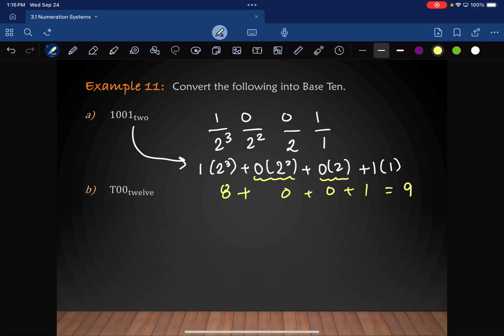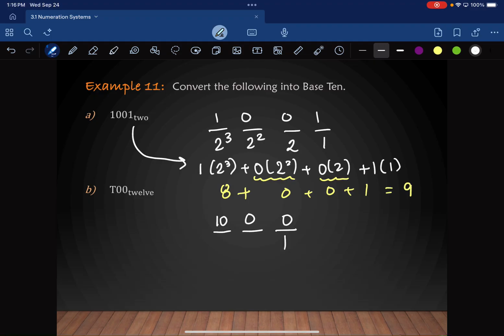Okay, so let's do it with the base 12 now. I'm going to write it all out thoroughly, but again, if you don't feel like you need it, that's your choice. T is 10, so I'm going to put a 10 in that place value because this is going to be a multiplication fact that's going to follow next.